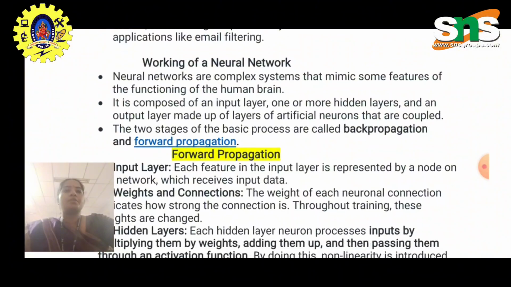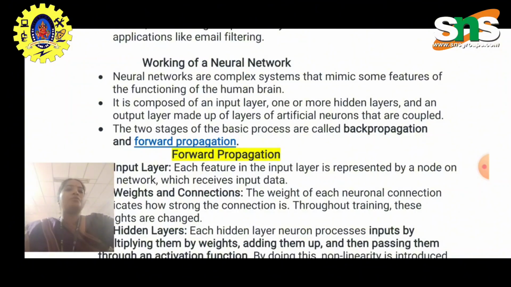So, the working of a neural network. Neural networks are complex systems that mimic some features of the functioning of the human brain. What does the human brain do? All the activities are done by these neural networks. So it is composed of an input layer, one or more hidden layers, and an output layer made up of layers of artificial neurons that are coupled together to give an instruction to a brain. That is a processing unit.